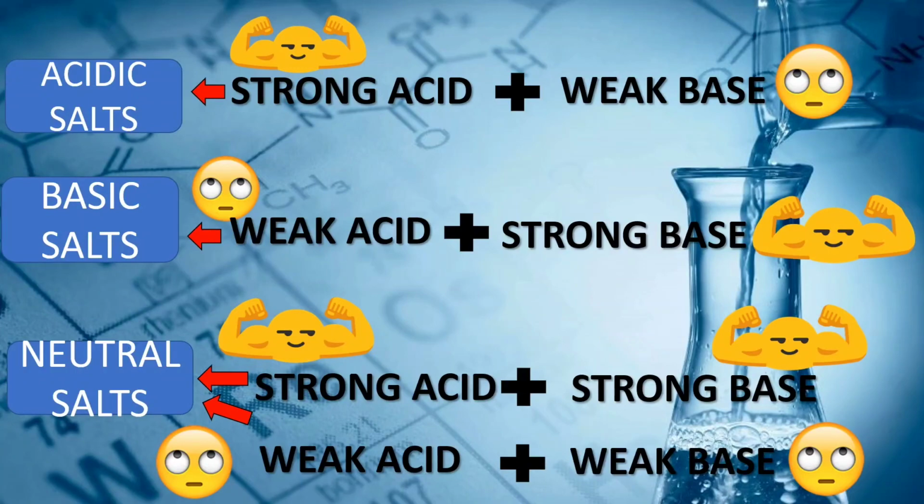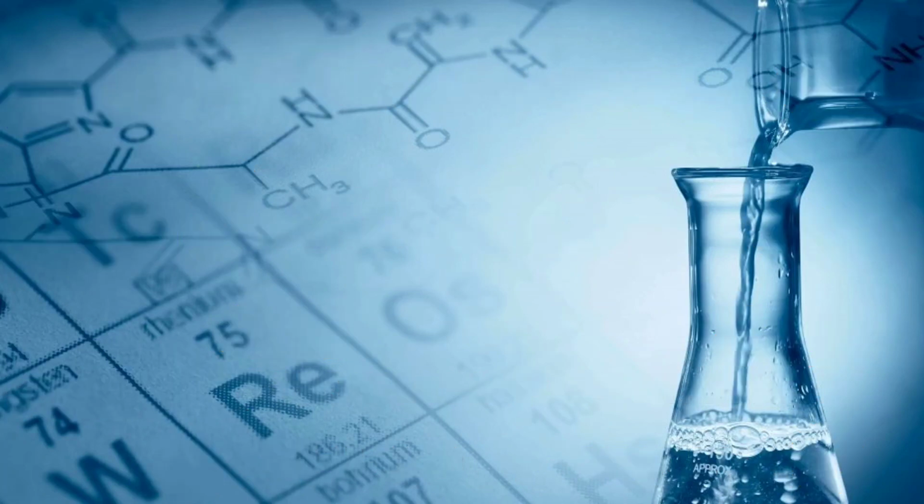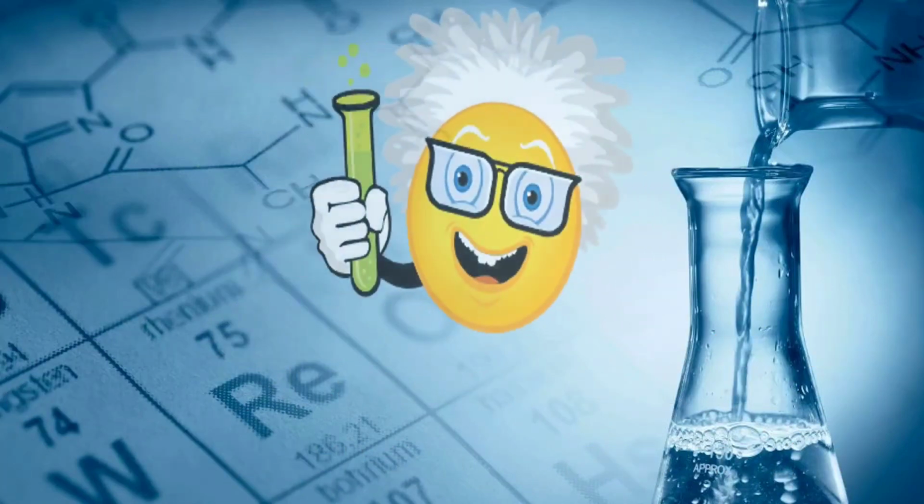So this is how we get different types of salt in different conditions when we add different strengths of acid and base together. I hope this much is very clear to you.